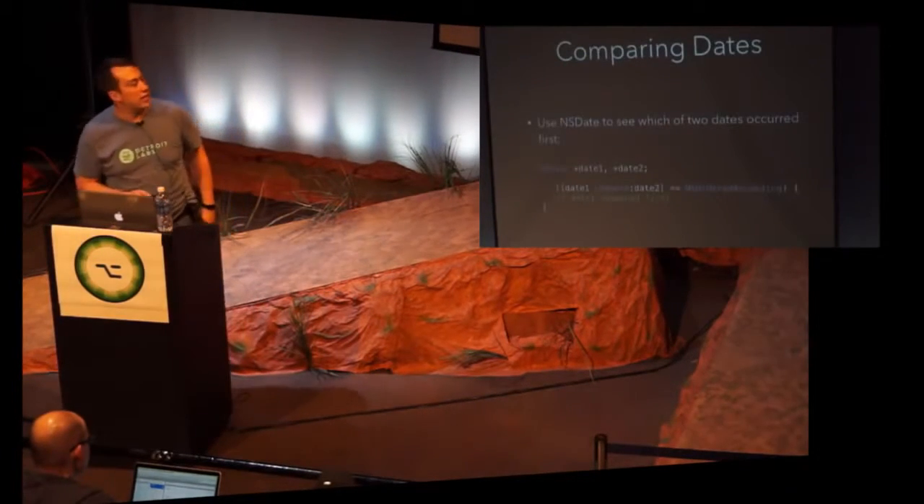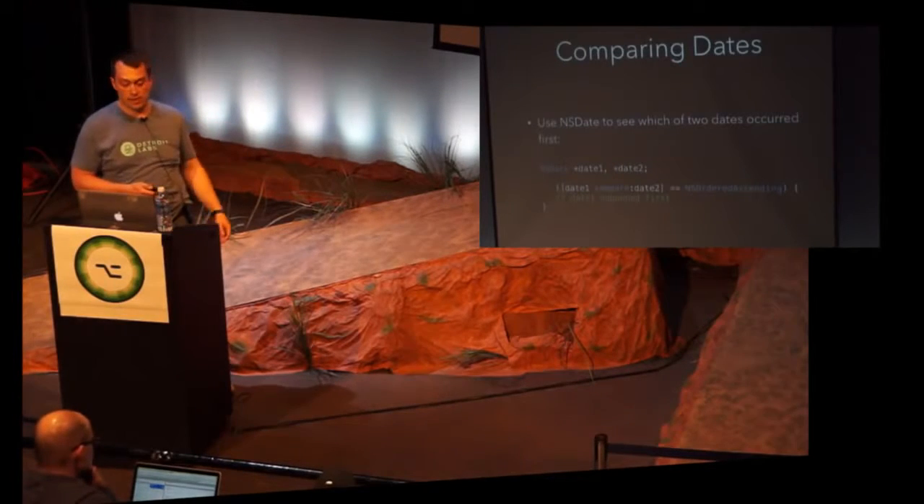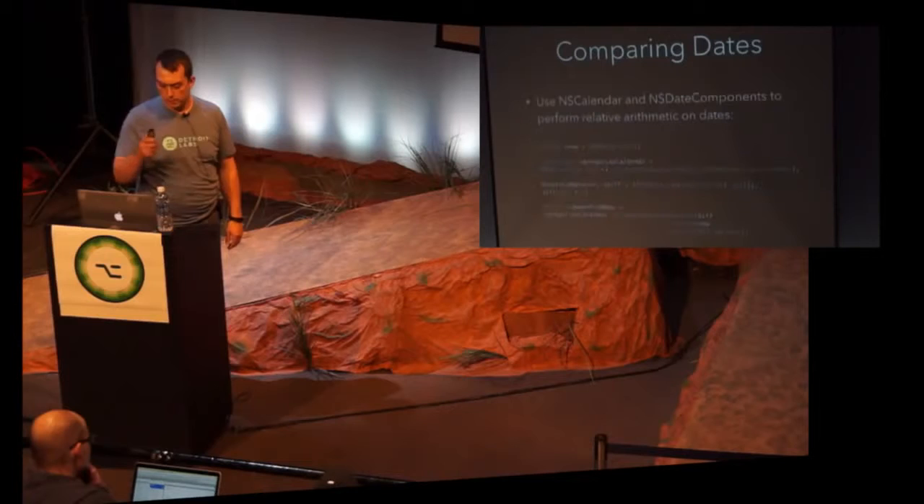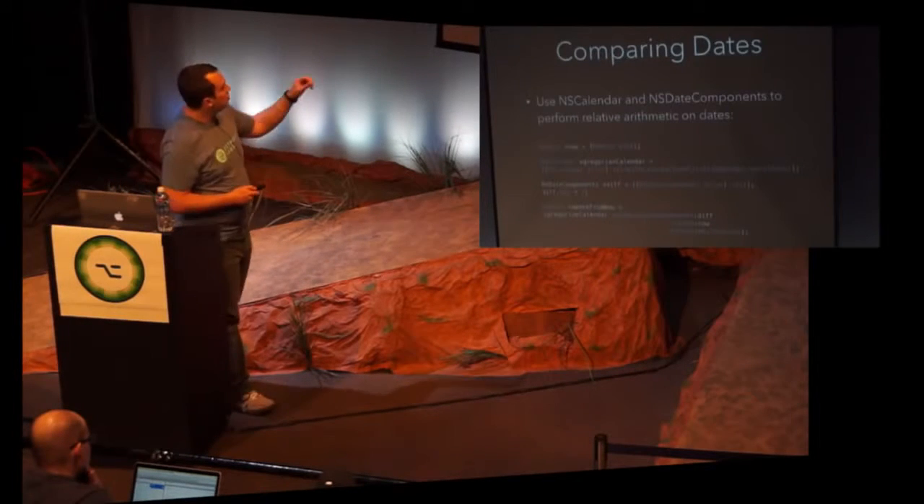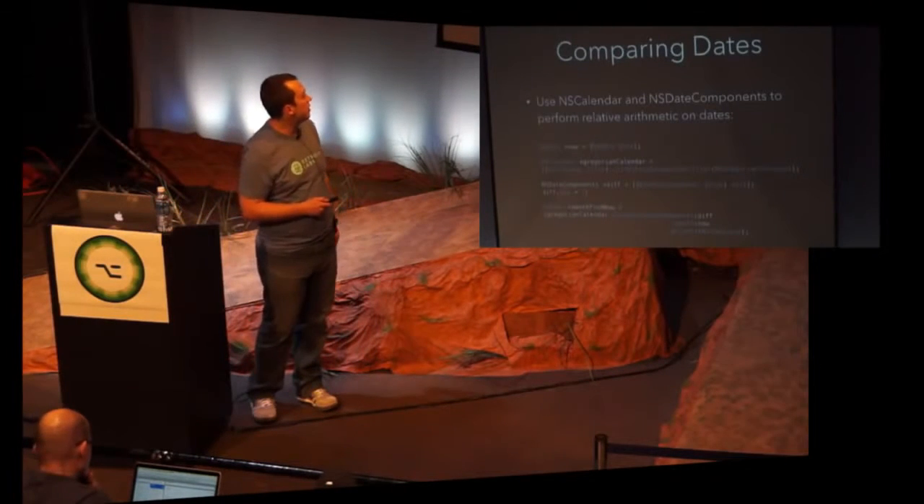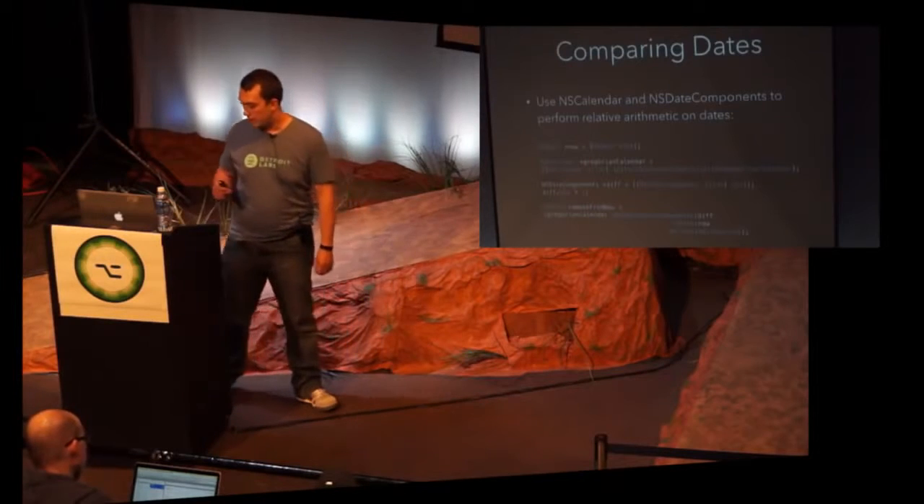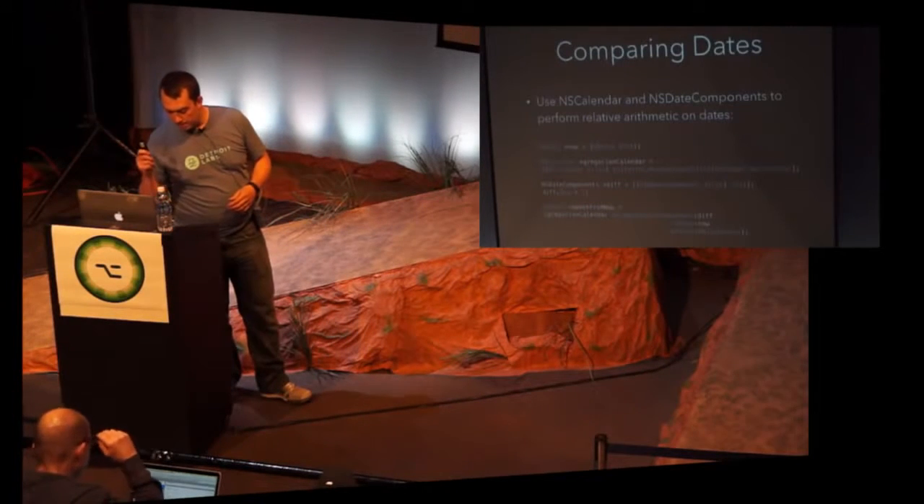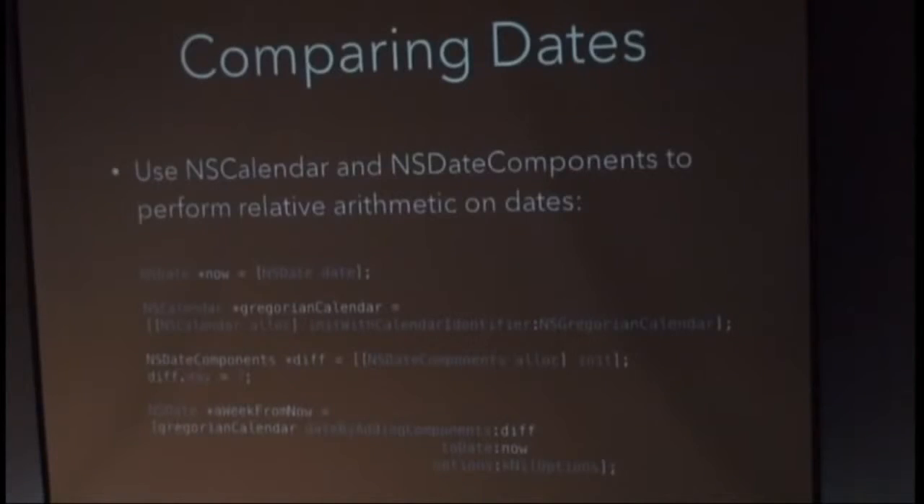So to see which one of two dates occurred first, you just use the compare method, just like anything else. And you can also do date components between two dates. So we've got this, is to add 7 days. So what we're doing here is we make this date components object called diff, and we give it a day value of 7. And then we add that value to the current date to get a new date back.